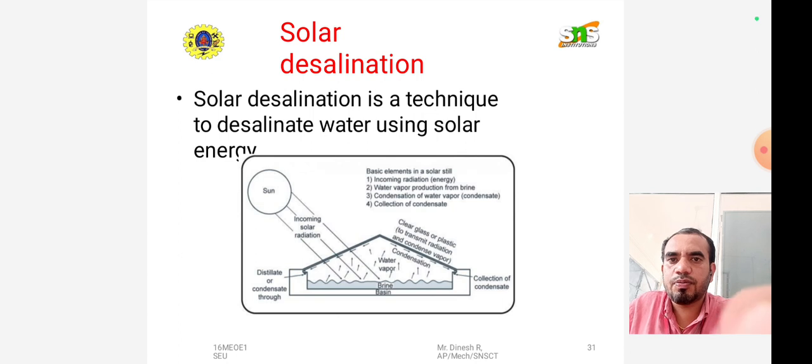So this is the process which is used in solar desalination.